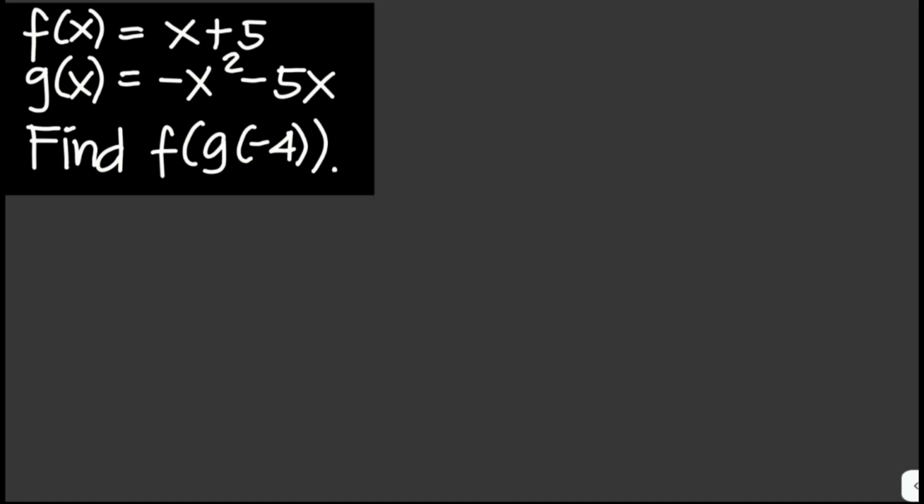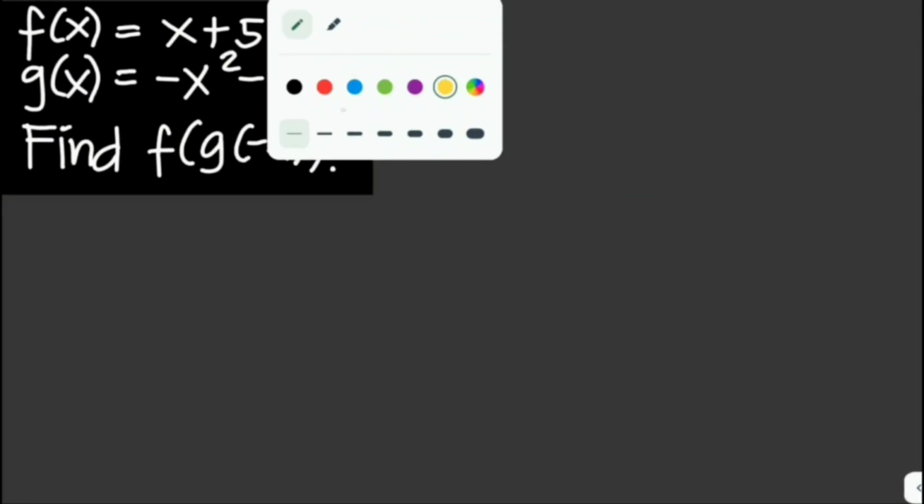Okay, we're given here functions f of x and g of x. f of x is equal to x plus 5 and g of x is equal to negative x squared minus 5x. Then we find f of g of negative 4. So we just have to find f of g of x.